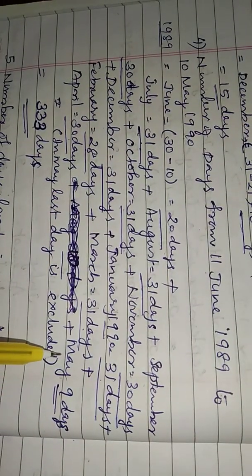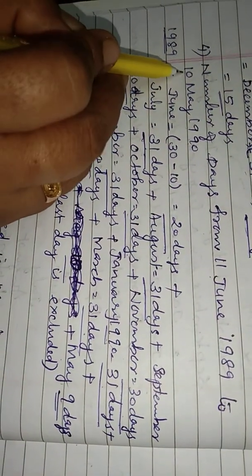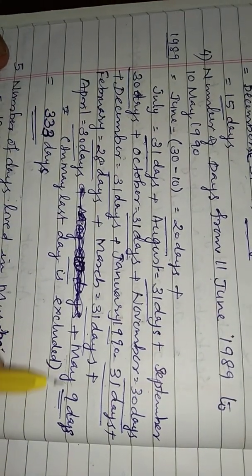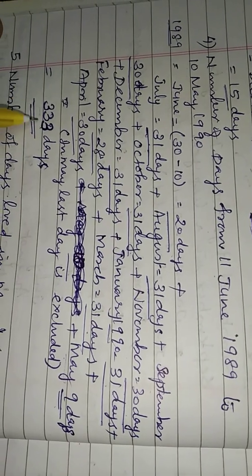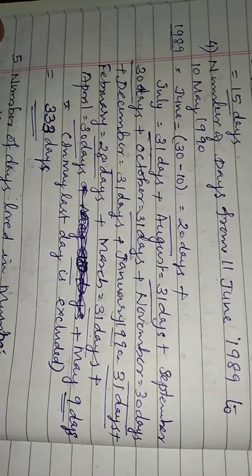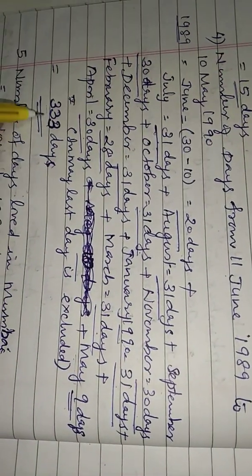Because 10 May will be excluded, so we have taken 9 days. Total we will get 333. You have to just add the total number of days in each month. We will get 333 days.